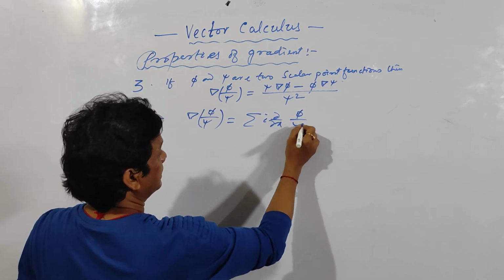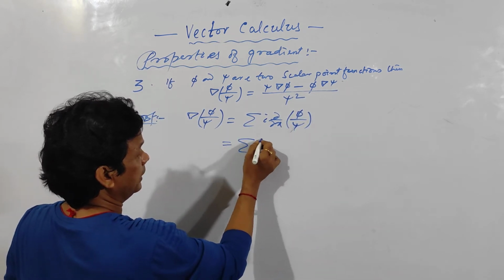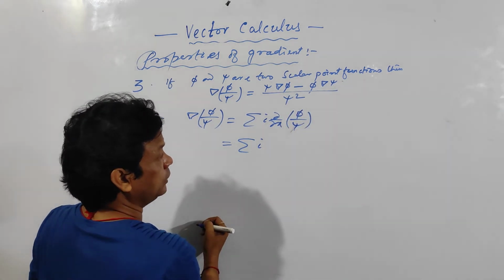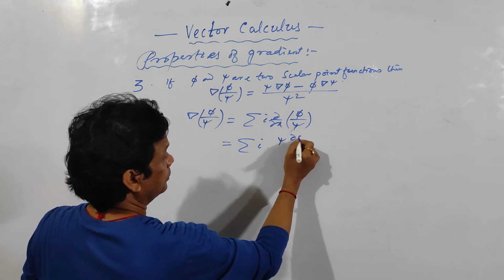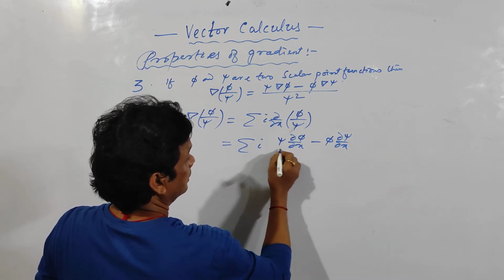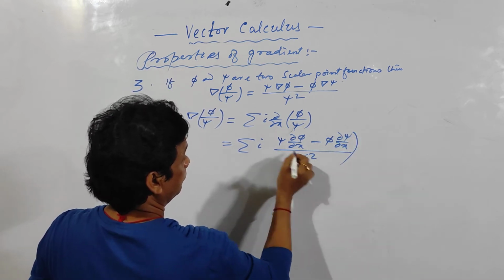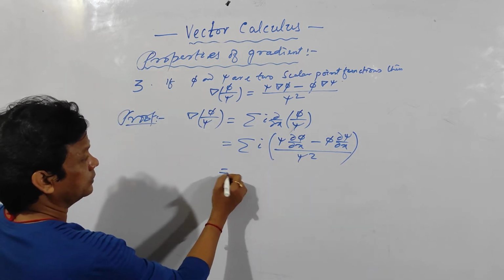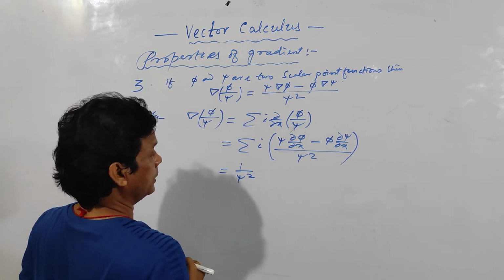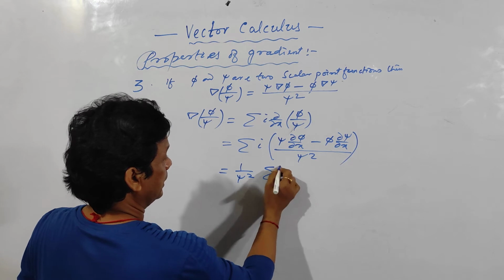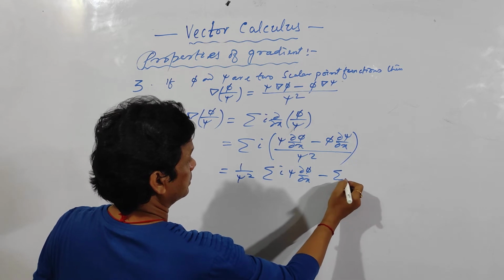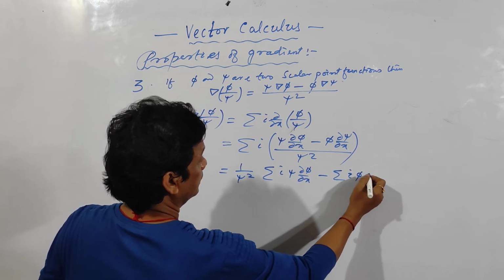And it is phi by psi. Summation i. So find the derivative and apply the u by v property: psi into del phi by del x minus phi into del psi by del x, divided by psi square. Clear? And psi square is a constant, so take it outside. 1 by psi square, summation i into psi into del phi by del x minus summation i into phi into del psi by del x.